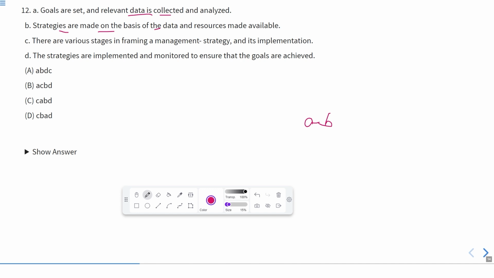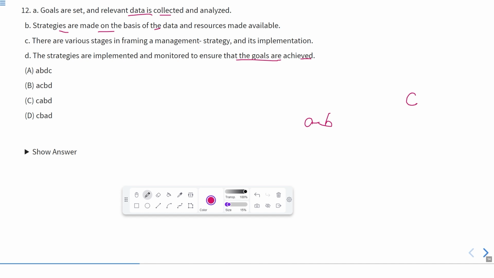Now, the third one, there are various stages in framing a management strategy and its implementation. So here the sequence can begin, as they have talked about various stages which are required for the strategy management. So C can begin the sequence. Okay, the strategies are implemented and monitored to ensure that the goals are achieved. Now, first of all, goals are set, only after that they can be achieved. Therefore, the sequence should begin with C, of course.